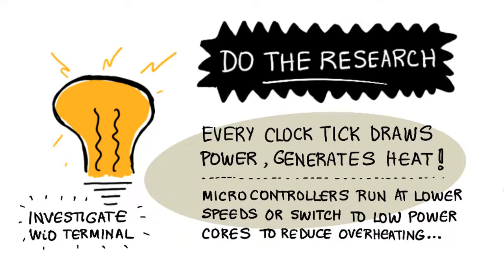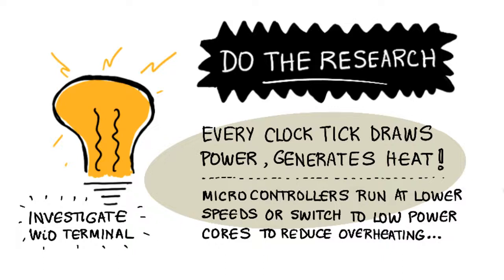So one big thing about this: every time the clock ticks, it draws power and generates heat. So every tick, you get a little bit of heat, and that heat's got to go somewhere. Microcontrollers run at low speeds, so they don't generate much heat. And some of them even have two types of cores. They'll have a high performance core and a low power core. When it's not doing anything, it can switch to the low power core to reduce the heat generation. So microcontrollers don't normally worry too much about heat.